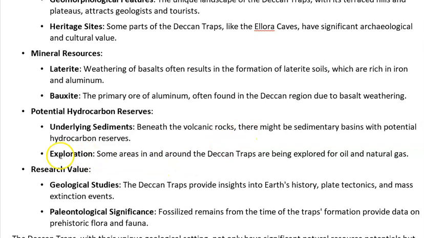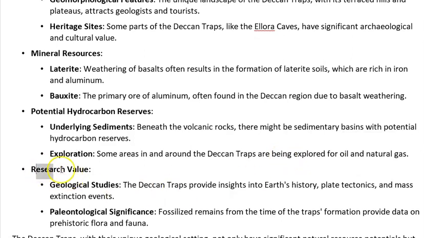Okay, then exploration. There can be potential of oil and natural gas, just like we talked about hydrocarbons in the sedimentary basins beneath the volcanic rocks. We can say that okay, oil and natural gas may be found in that area. When you don't know whether it is there, you can write about maybe, right? Nobody can say it is not there, right?